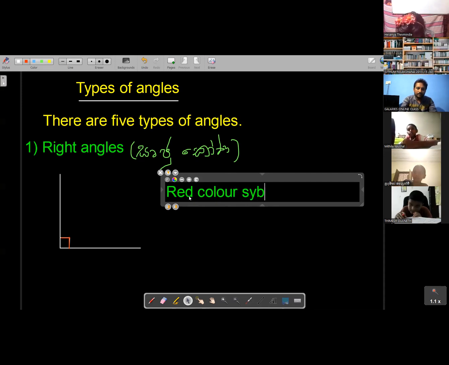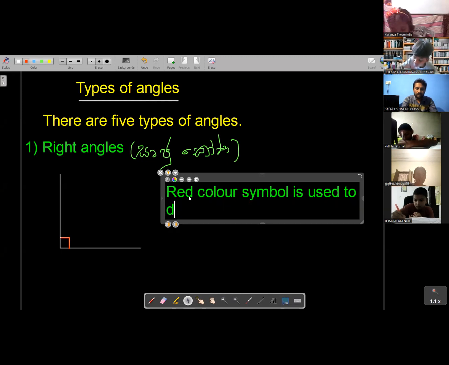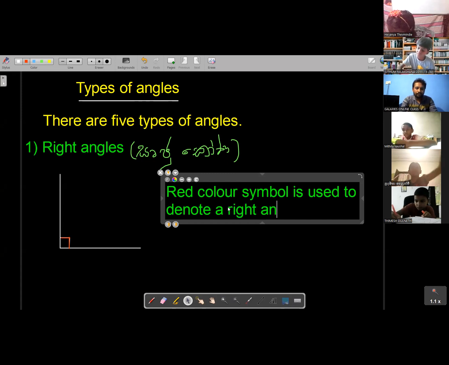Red color symbol is used to denote, mean represent, to denote a right angle. To denote a right angle.